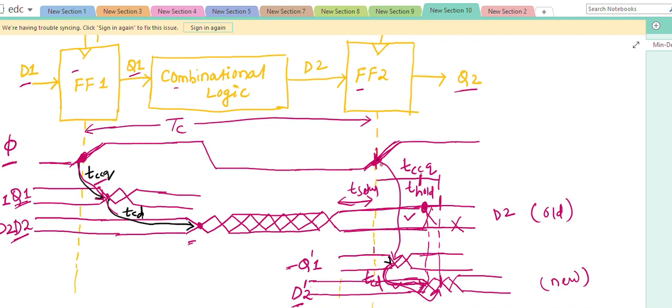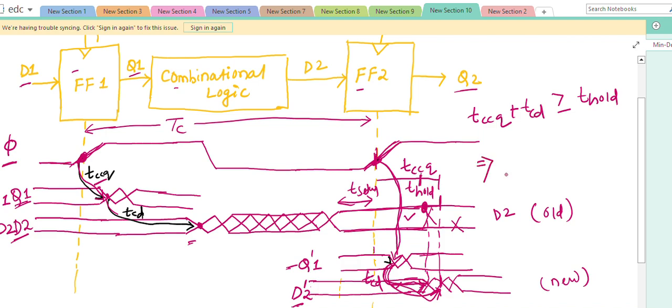That means what is the delay we are seeing here? This is TCCQ, and then because of the contamination delay we take this one, TCD. TCCQ plus TCD should be greater than or equal to T hold. Then only there will be no error at the output. Then what is the TCD expression? TCD should be greater than or equal to T hold minus TCCQ. This is the expression for the minimum delay.